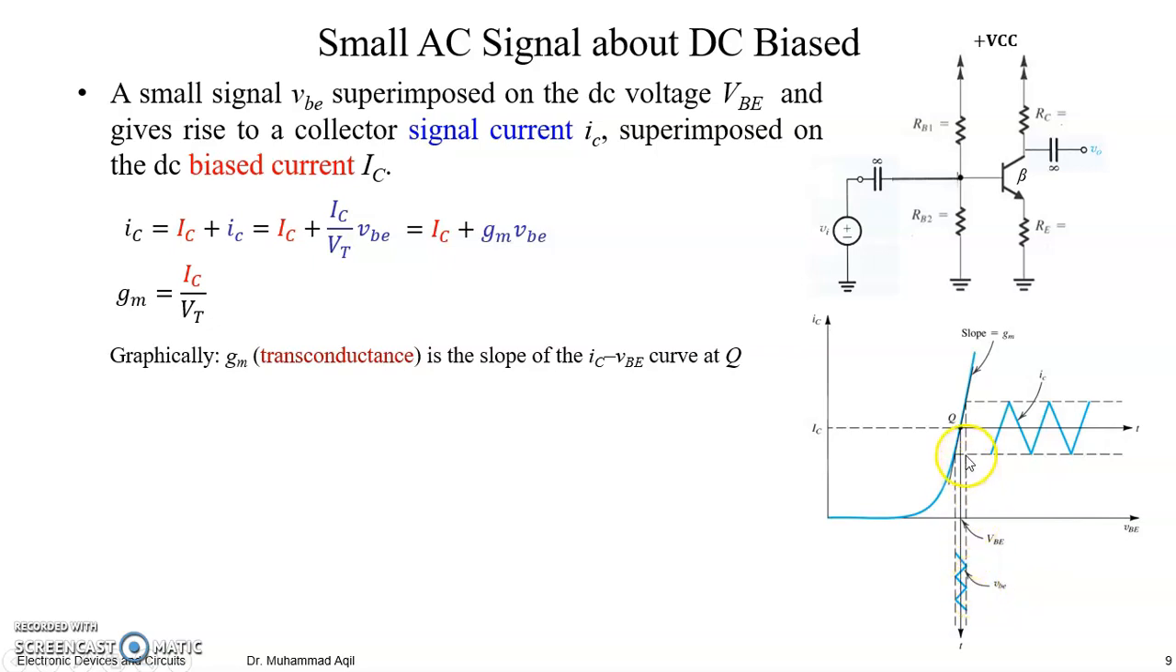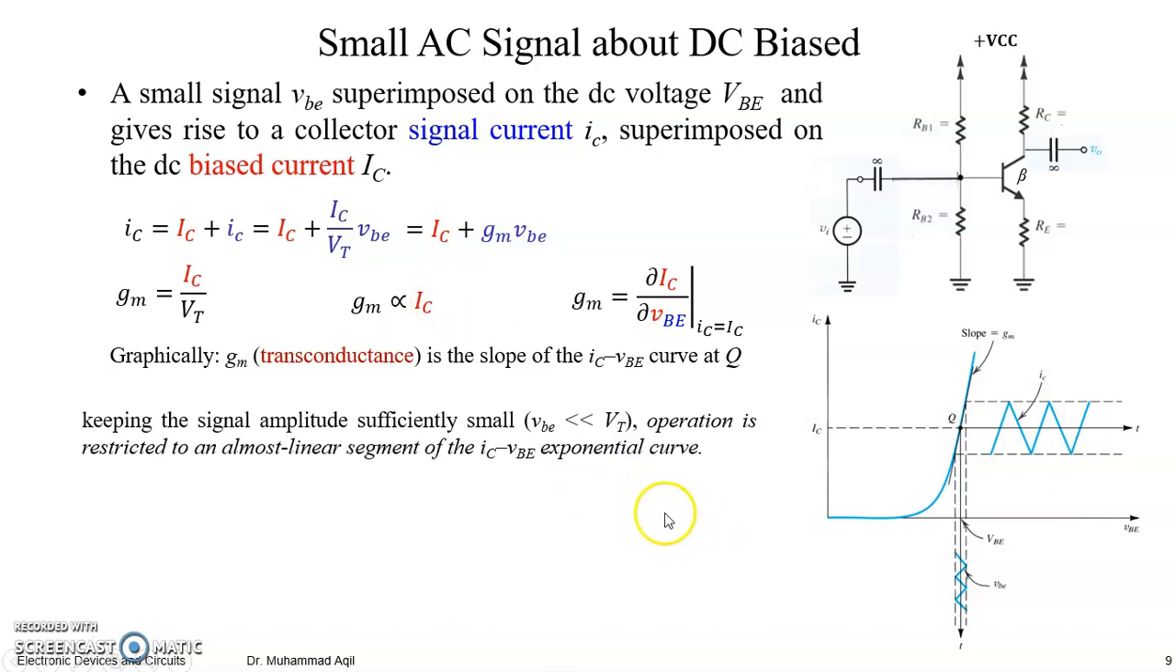So it means graphically we can say that transconductance is nothing but the derivative or slope of the IC-VBE curve at your Q point, right? At your Q point. And because VT is usually a constant for a defined temperature, GM is directly proportional to your biased DC current, right?